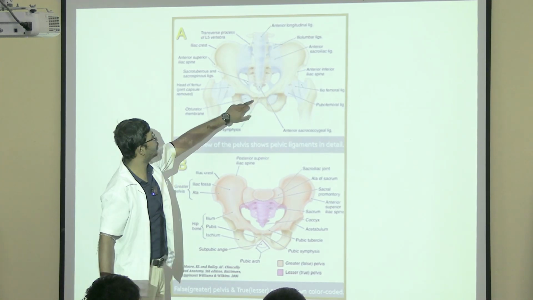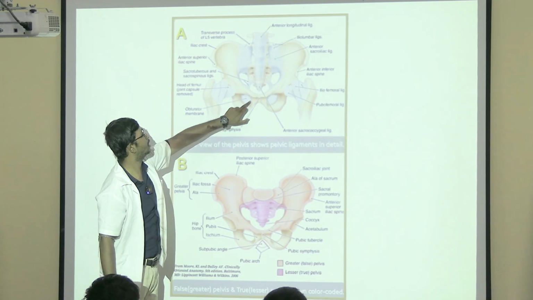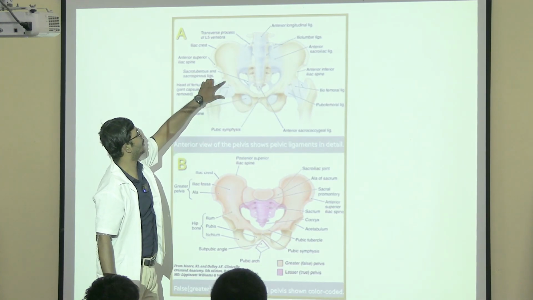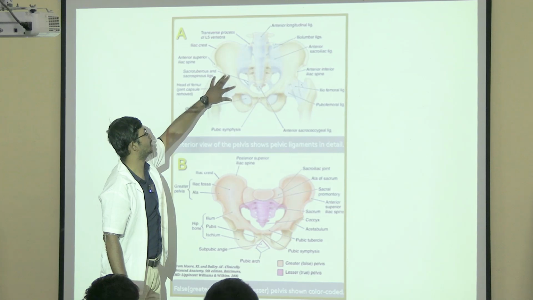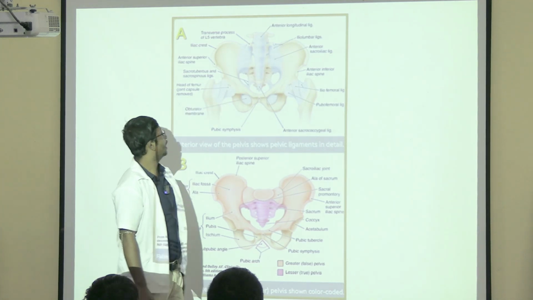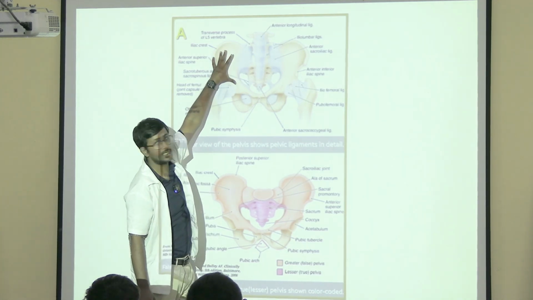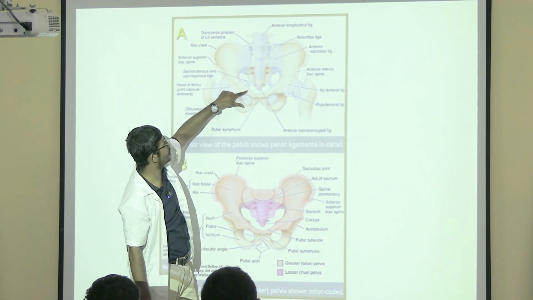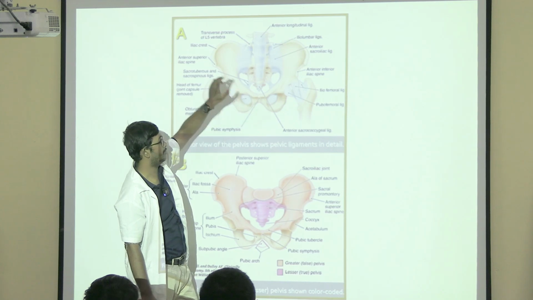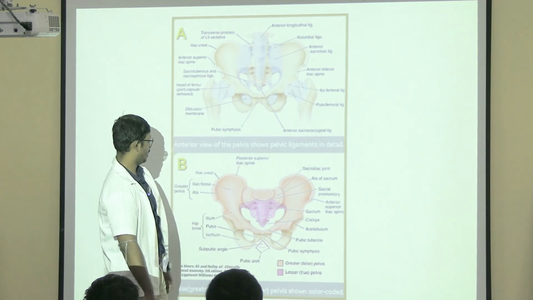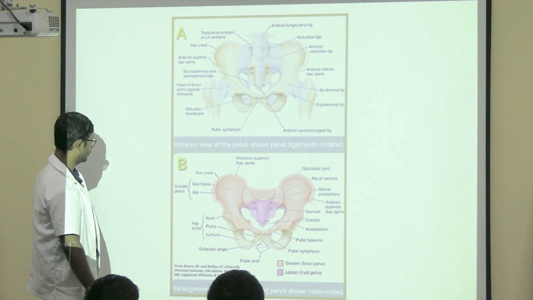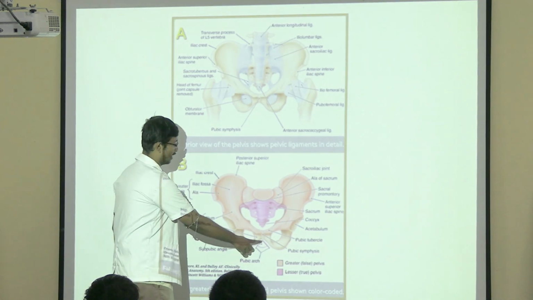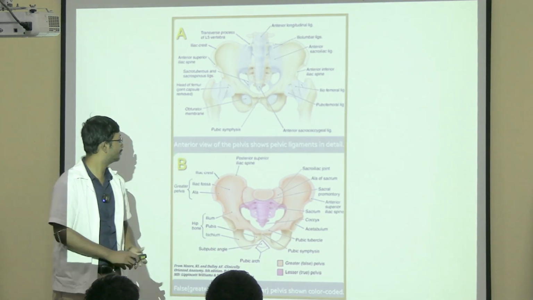Then this is your obturator foramen. This is your obturator foramen. This is your acetabulum, where the head of the femur is attached. And this big structure is your ilium, then pubis. This one is your pubis, then your ischium. Here you will see, and this is your subpubic angle. We will study this later on.